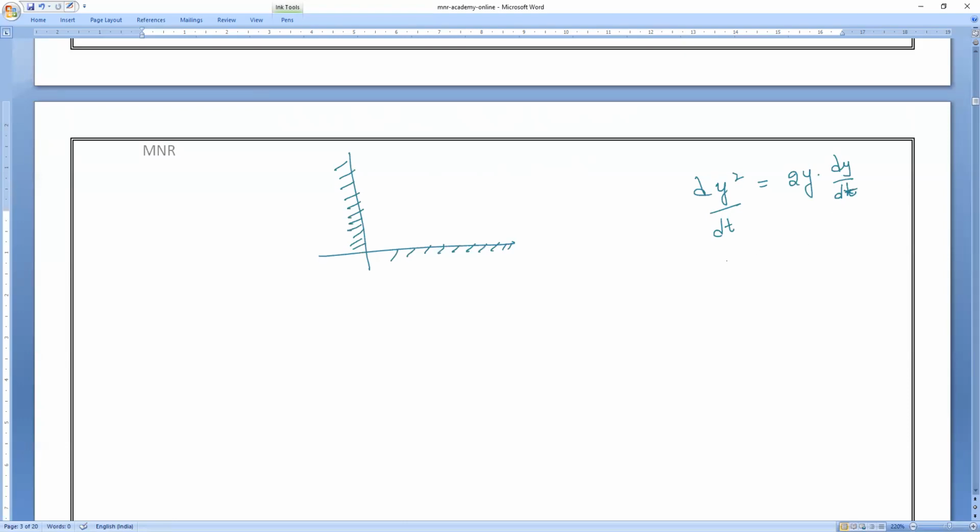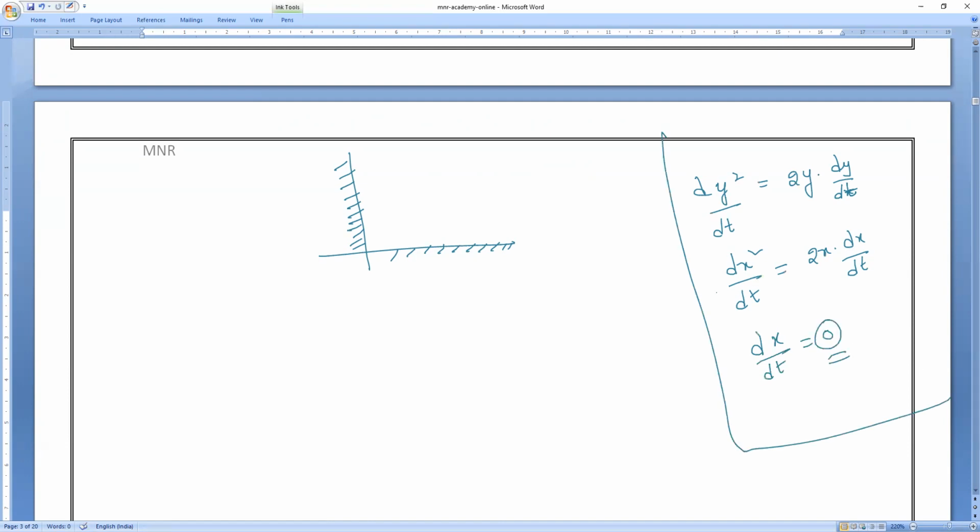In the same way, the differentiation of x square with respect to t is 2x dx by dt. Am I right or wrong? Now the differentiation of a constant, for example x, what is it equal to? Everybody, please respond. It is 0. So x means a constant here, and the differentiation of a constant is 0. Am I right or wrong?